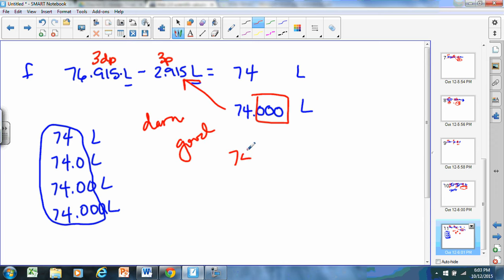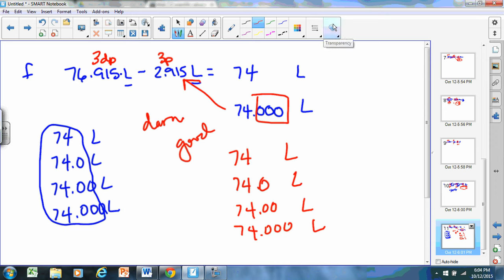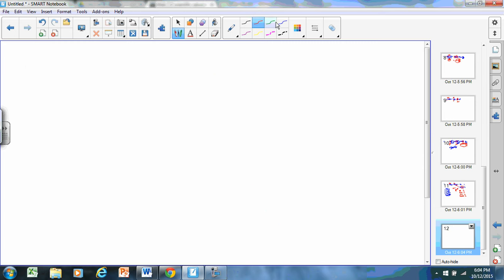This is how you write 74 if it was good only to the nearest 1 liter. This is how you write 74 if the measuring instrument was good to the nearest tenth of a liter. This is how you write 74 if it's good to the nearest hundredth of a liter. And this is how you write 74 if it's good to the nearest thousandth of a liter, or 3 decimal places. That is a very important problem. It's going to drive you nuts for a while. All right.